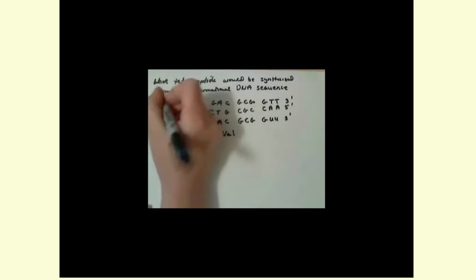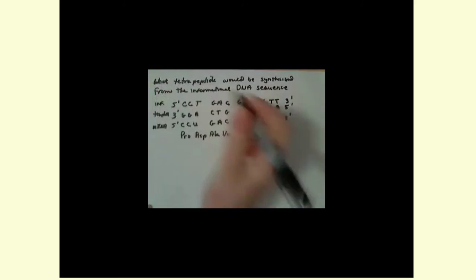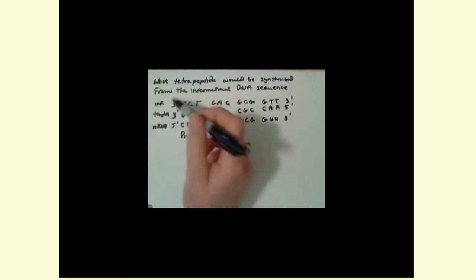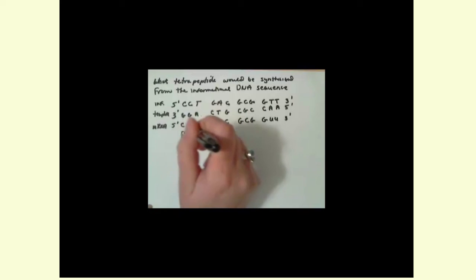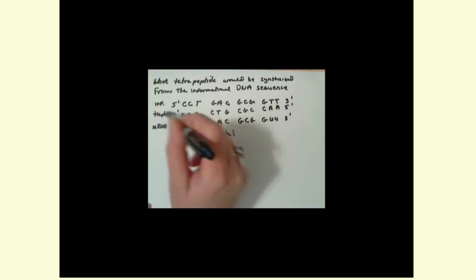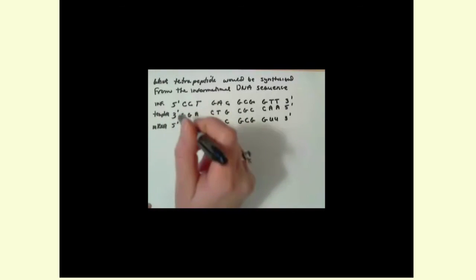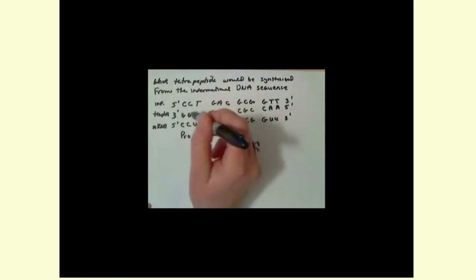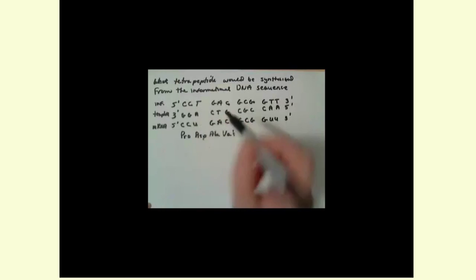Okay? If I'm given the informational strand, I can determine the messenger RNA from that. It's simply the informational strand with each thymine replaced by a uracil. But if I was given the template strand, that would be the complement of the informational strand, and each thymine would become a uracil. If you have any questions, please let me know.